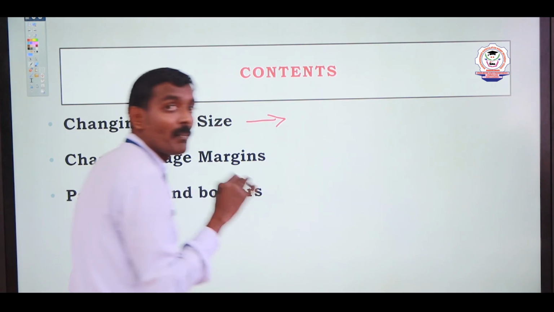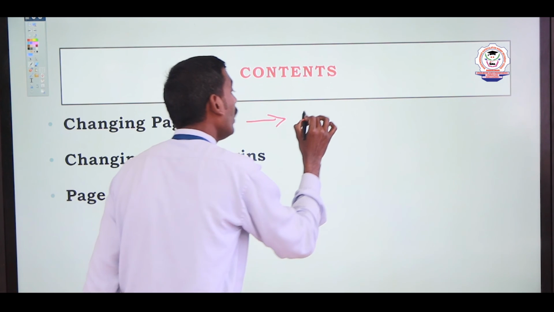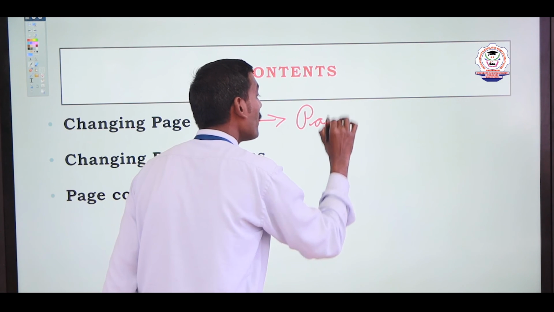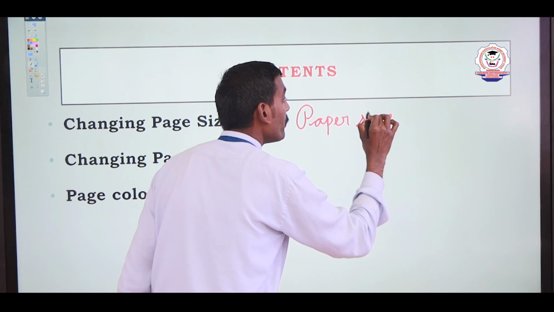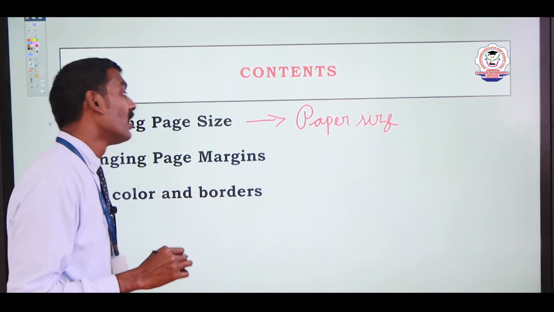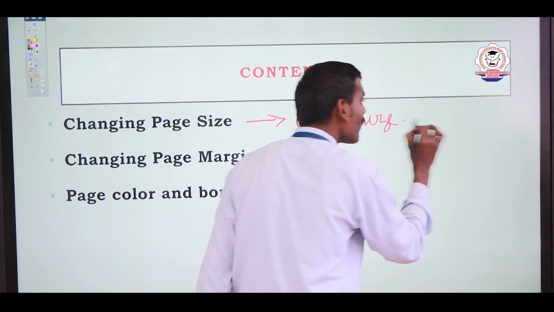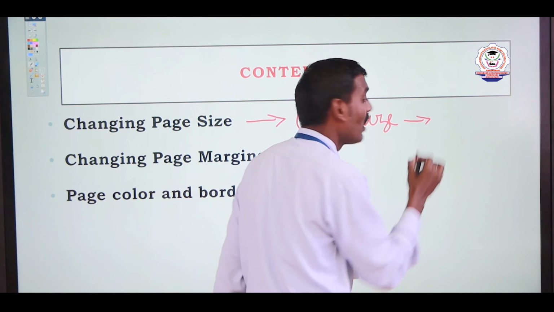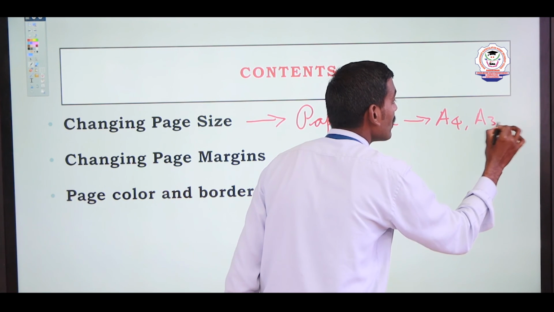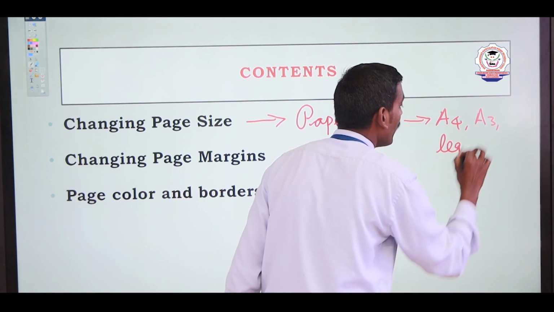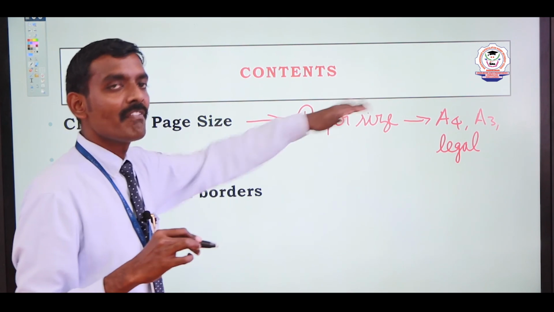Changing the page size means we can change the paper size, or the paper format, or the page size or paper size. And how many types? We have several types. Some examples are A4 and A3 and some other documents, it may be legal. These are the different formats we have.